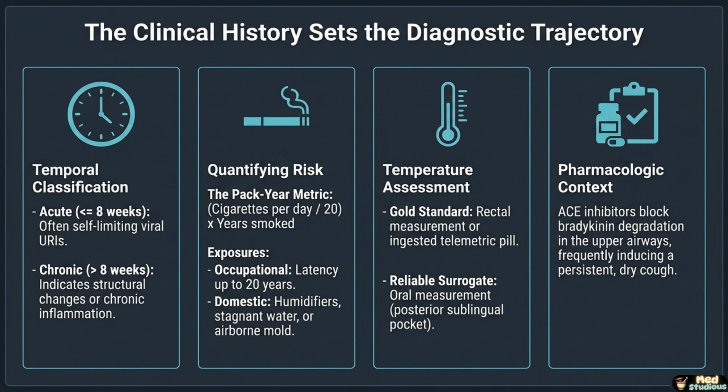Environmental exposures matter too. Occupational exposures can have a disease latency of up to 20 years before symptoms even appear, while domestic exposures, like humidifiers, stagnant water, or airborne mold, can trigger hypersensitivity reactions far sooner. Temperature assessment also plays a role, with rectal measurement remaining the clinical gold standard. And finally, medication history is critical. ACE inhibitors, commonly prescribed for blood pressure, block bradykinin breakdown in the upper airway, frequently causing a persistent, dry, medication-induced cough that's easy to misdiagnose.